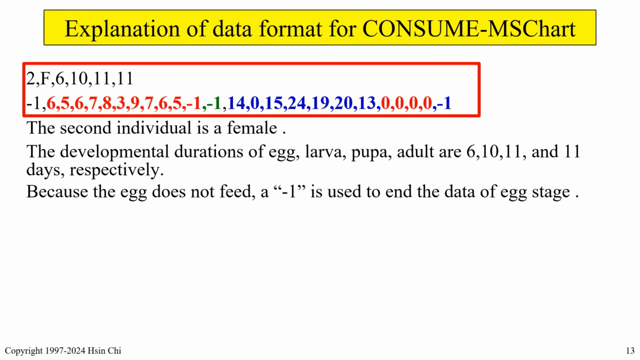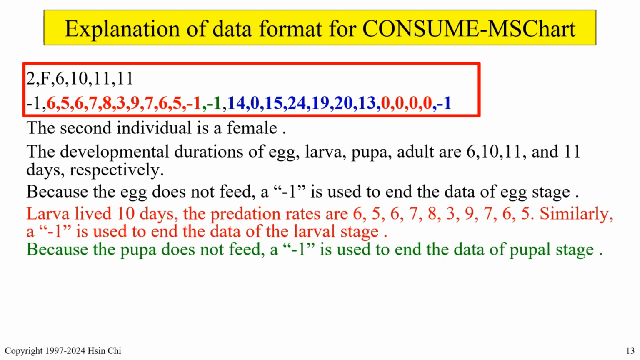The second individual is a female. The developmental durations of egg, larva, pupa, and adult are 6, 10, 11, and 11 days, respectively. Because the egg does not feed, a -1 is used to end the data of the egg stage. Larva lived 10 days. The predation rates are 6, 5, 6, 7, 8, 3, 9, 7, 6, 5.